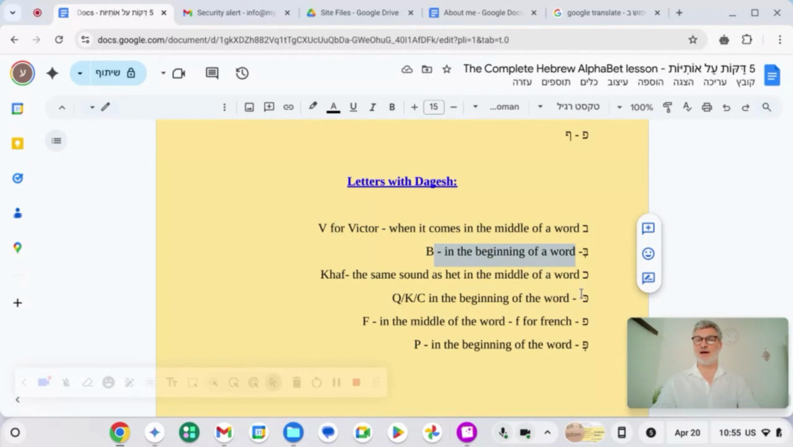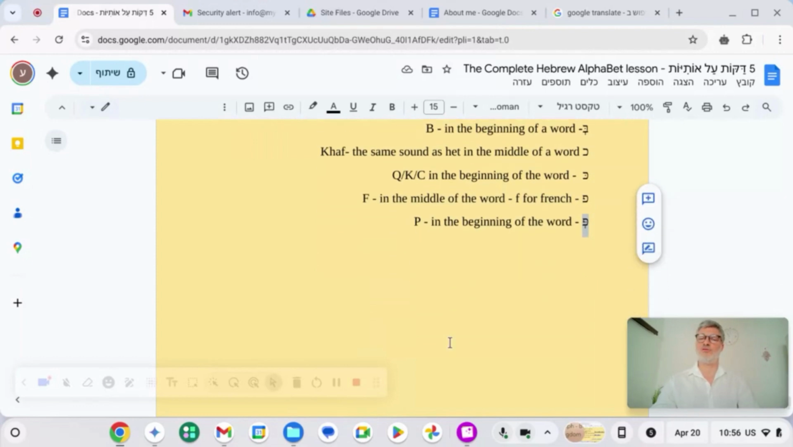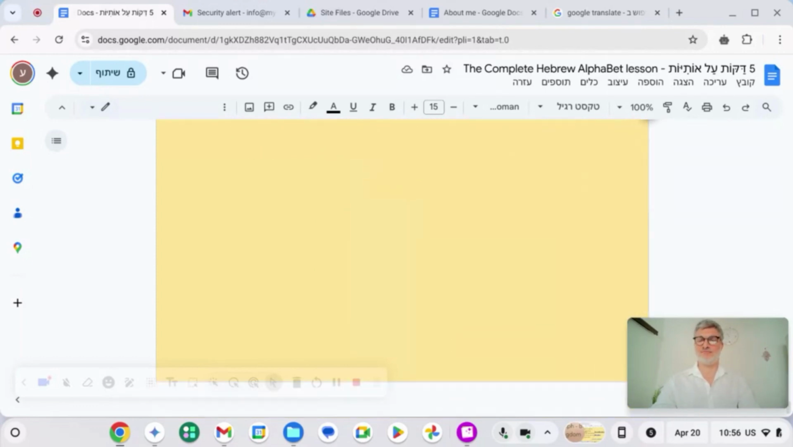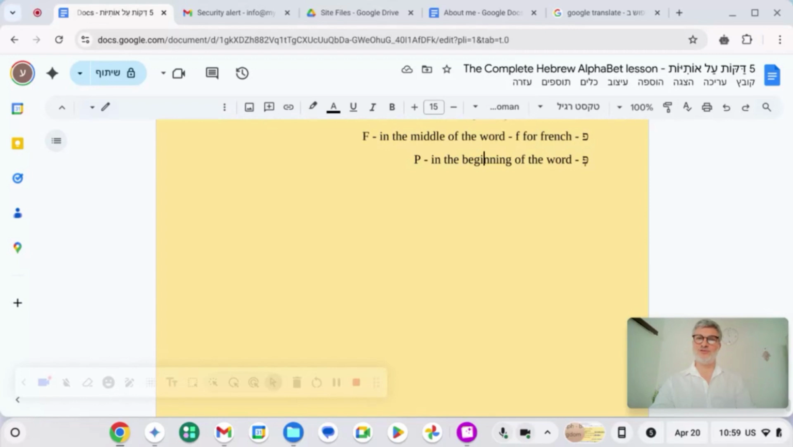Same goes for the letter kaf. When it is in the beginning of the word, it will sound like Q, K, or C as in cat. But when it shows up in the middle of the word or the end of the word, it will sound like cha. Same goes for the letter P. When it shows in the middle of the word or the end of the word, it will be F for French, unless it has a dagesh. In the beginning of the word, it will always have a dagesh, and therefore it will always be P for Papa.